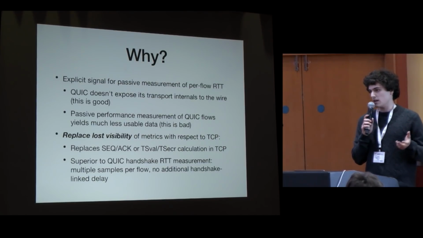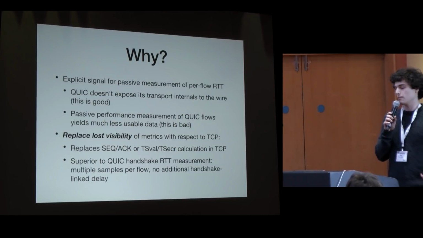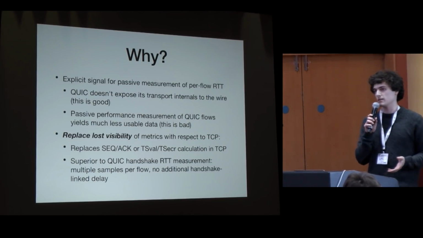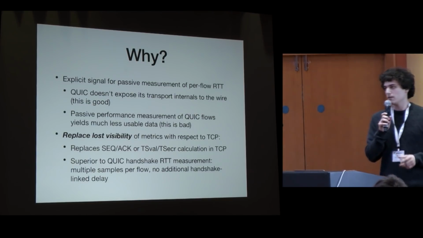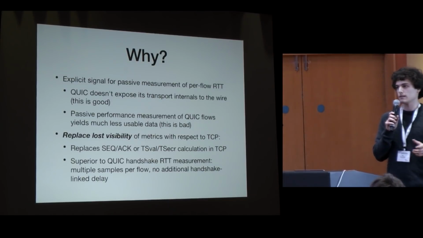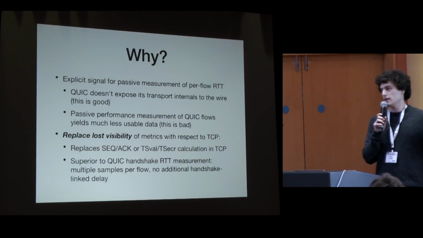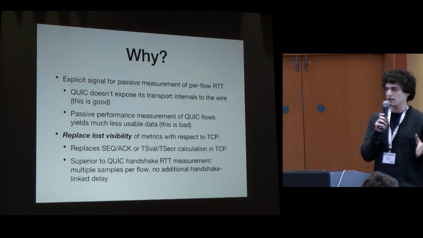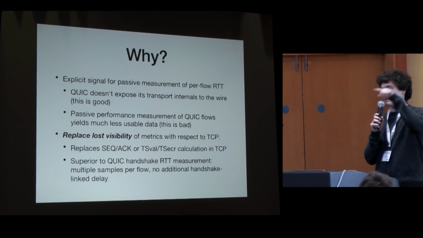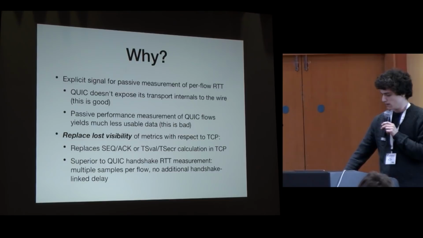So we need this because QUIC does not expose transport internals on the wire, which generally is good, but it also means that if you want to do passive performance measurement, the quality of your data is much worse. So the Spinbit can be used to replace this loss of visibility, and it effectively gives you something similar back to what you would get in TCP from looking at sequence number and acknowledgement sequences or timestamp sequences. It's also superior to just doing a handshake measurement because you get samples all through the flow, and you don't measure any overhead related to setting up the connection.